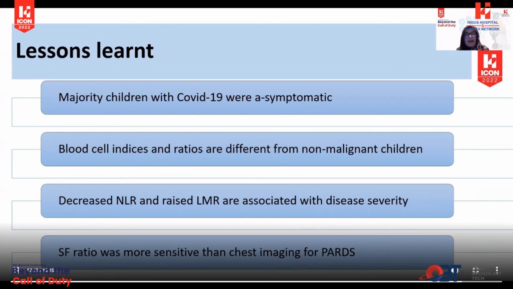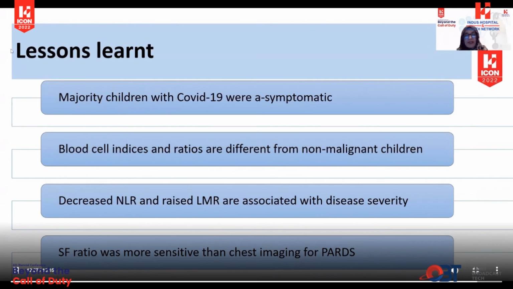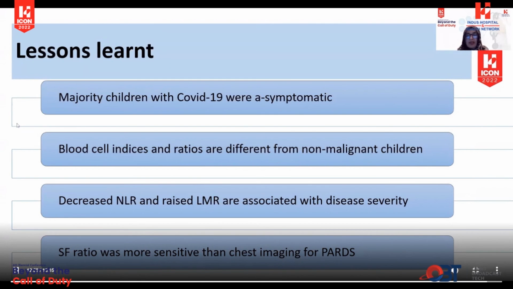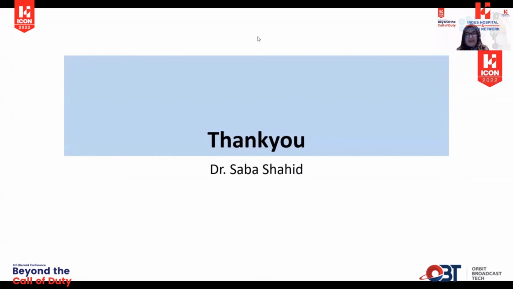When it comes to blood cell indices, their absolute values as well as the hematological ratios differ from children without malignancy. Decreased NLR and a rising LMR ratio may suggest that the child may have COVID infection and may also predict that the child may have a severe disease course. Then in children who have malignancy and COVID, SF ratio may be an early marker to predict that the child may develop COVID pneumonia. So imaging findings may differ or may develop later, but SF ratio can suggest early presence of pneumonia among pediatric oncology patients. I thank you very much for your time and patience, and I hope that with this study, I will be able to add some insight into pediatric COVID infections.